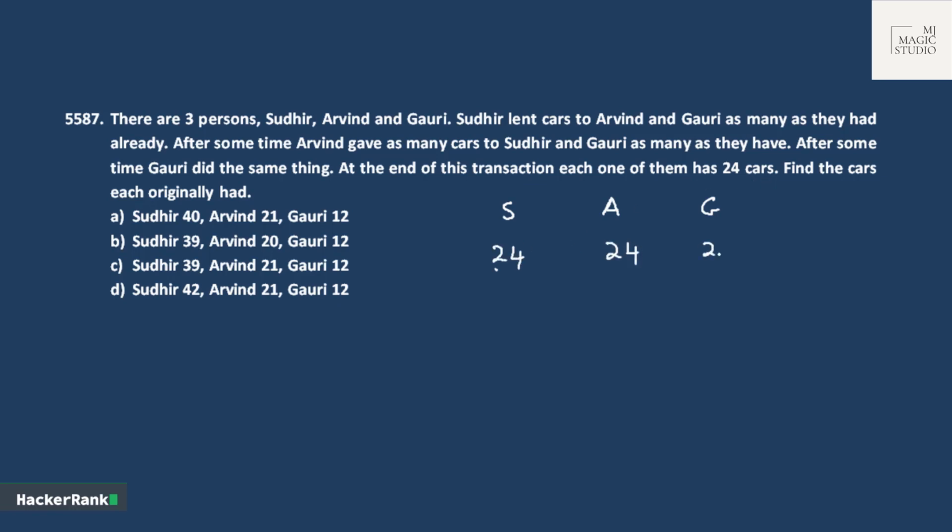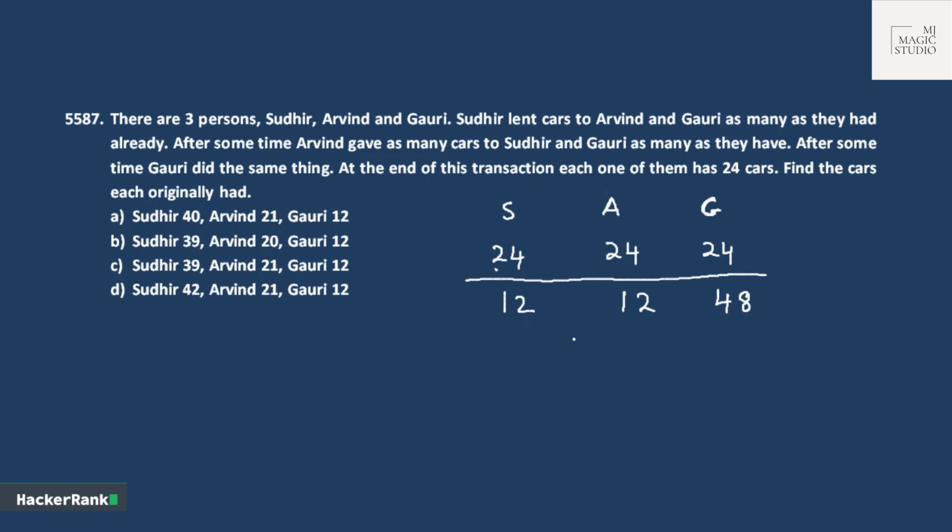This is what they have at the end of the transaction. The last one to do this transaction was Gauri. Gauri doubled whatever number of cards Sudhir and Arvind had. That means before Gauri gave the cards, Sudhir had 12, Arvind had 12, and Gauri would have had 12 plus 12, plus 24, that is 48.